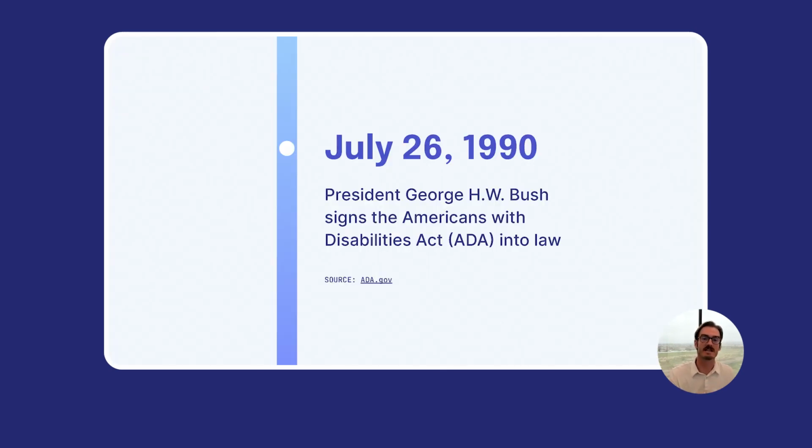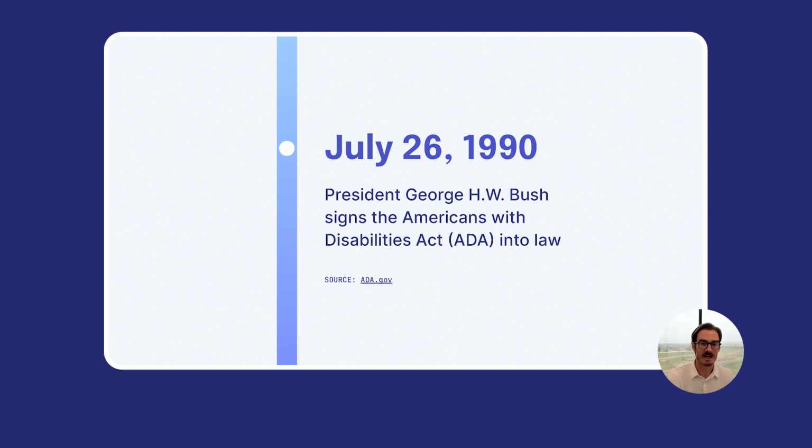July 26, 1990, the Americans with Disabilities Act was signed into law. This is a form of civil rights legislation that works to increase the inclusion of people with disabilities in all aspects of community life, including employment, education, and telecommunications. Title III of the ADA prohibits discrimination against people with disabilities in places of public accommodation. And this is where many digital accessibility legal battles are being fought.